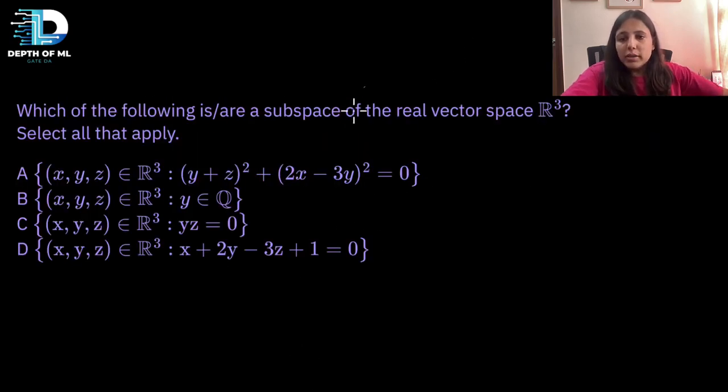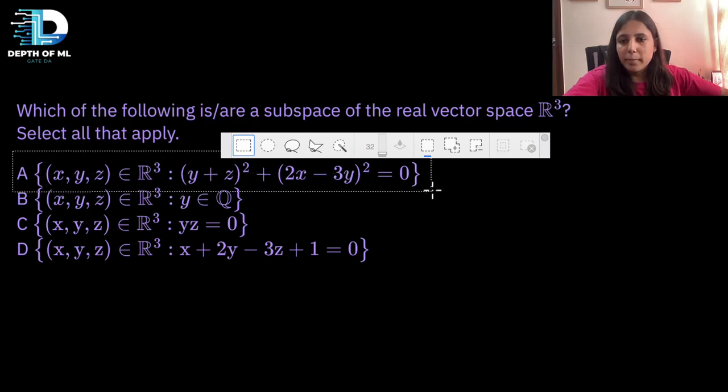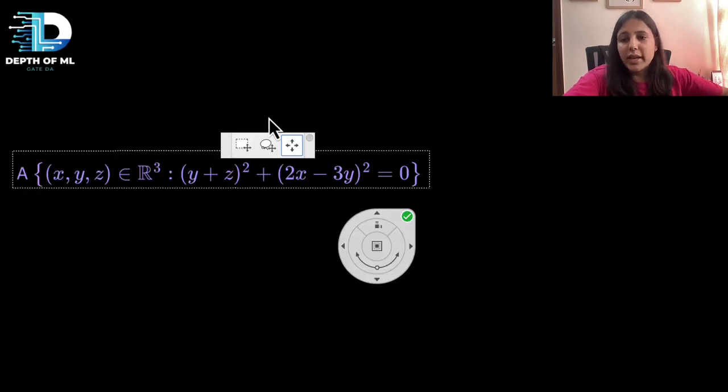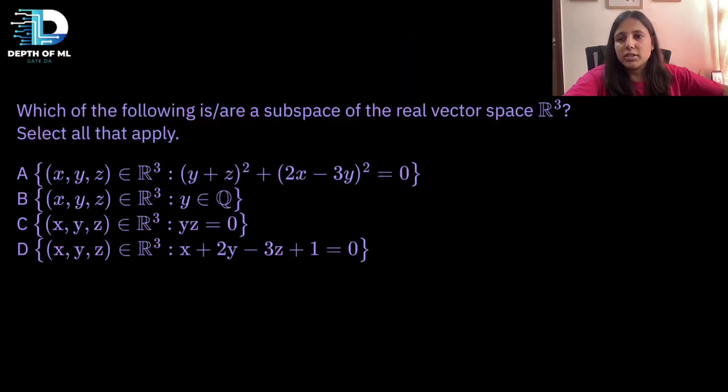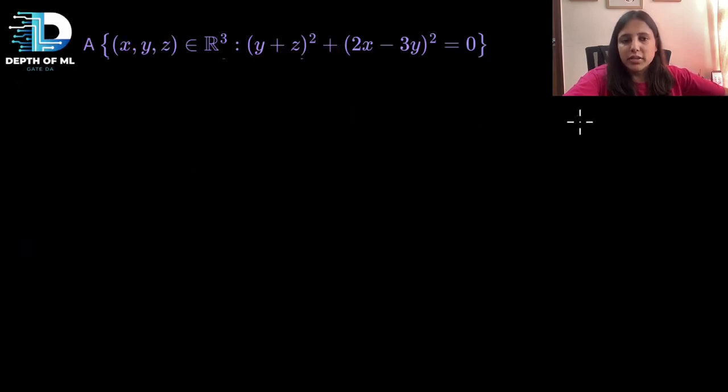Fine. Now let's look at this question. This question is again asking which of the following is a subspace of the real vector space R3, and we have to select all that apply. So let's again do this. This is an MSQ question because it's asking which of the following is or are. So we'll have to check all the options and see which of them are vector spaces or not.